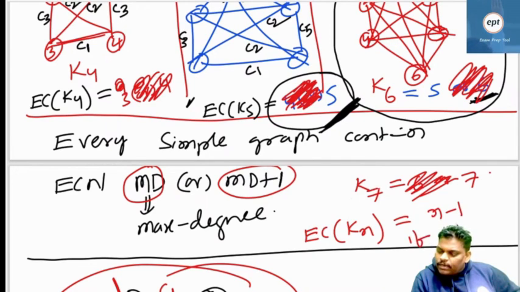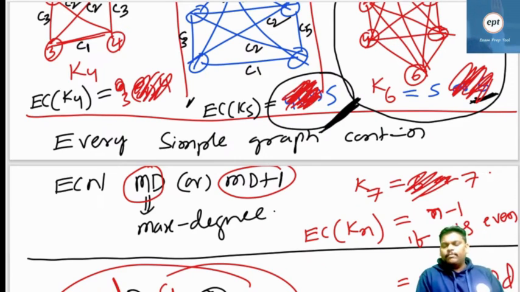if n is even. Please verify yourself, because when I am verifying, it is taking a lot of time. The answer is going to be n if n is odd. Please take care of this one. When I am verifying manually, it causes a lot of confusion and wasted time. Just follow the theorem: every simple graph contains edge chromatic number as either MD or MD plus 1, where MD is the maximum degree.